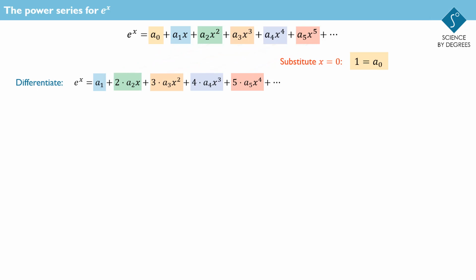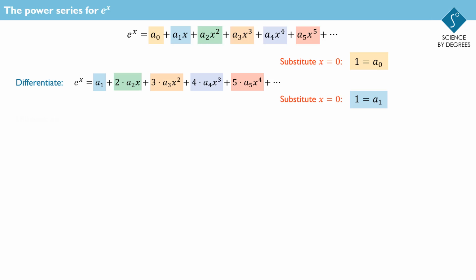Now substitute in for x equals 0 again. The left-hand side works just the same as last time, e to the 0 is 1. On the right-hand side this time, only the a1 term survives, because it is the only one without a power of x to make the term 0.